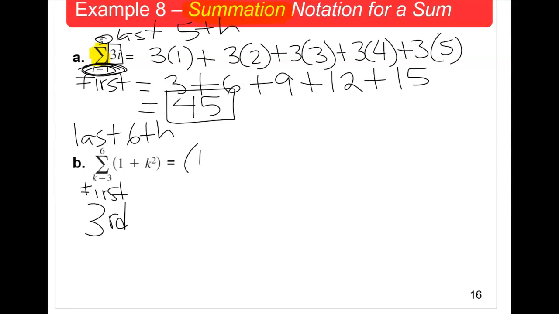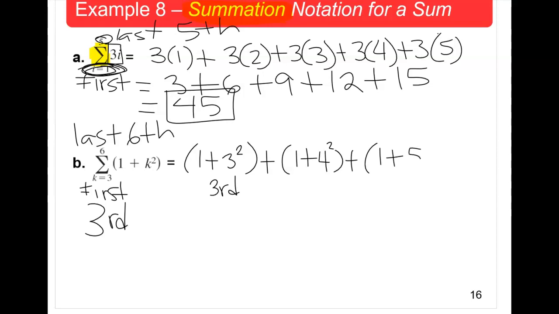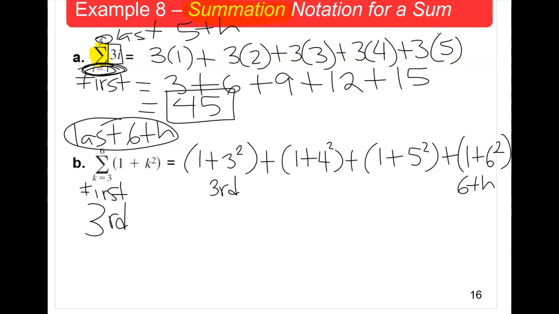For the next summation, we start with the third term. So we're going to use 1 plus 3 squared in parentheses. That's the third one. Then the fourth one is going to be 1 plus 4 squared, close parentheses. Then we will have 1 plus 5 squared, close parentheses. And we need one more because the last one needs to be our sixth term. So this will be 1 plus 6 squared, close parentheses. So remember, the last term was the sixth term.